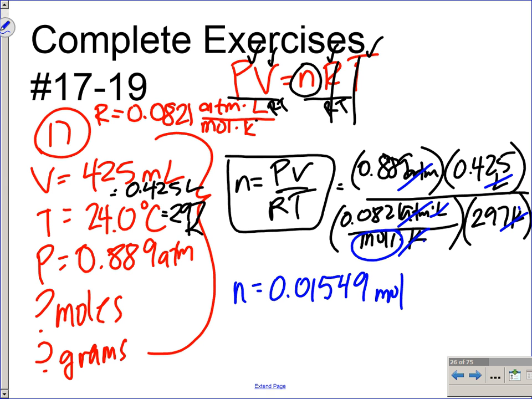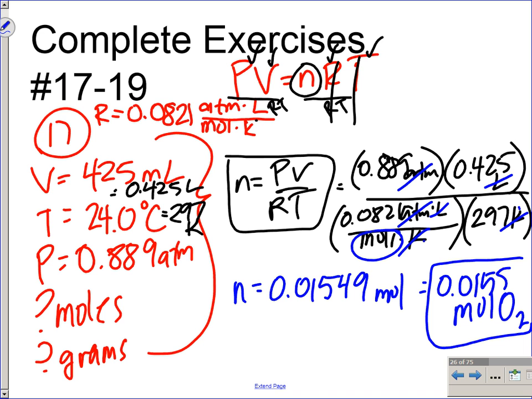Okay, so this is your moles. That is the first answer, but this needs to be correct sig figs to what? 3 sig figs, round it. 0.0155. Beautiful. And this is moles of what? It was oxygen gas if you read the problem. That is oxygen gas. Okay.